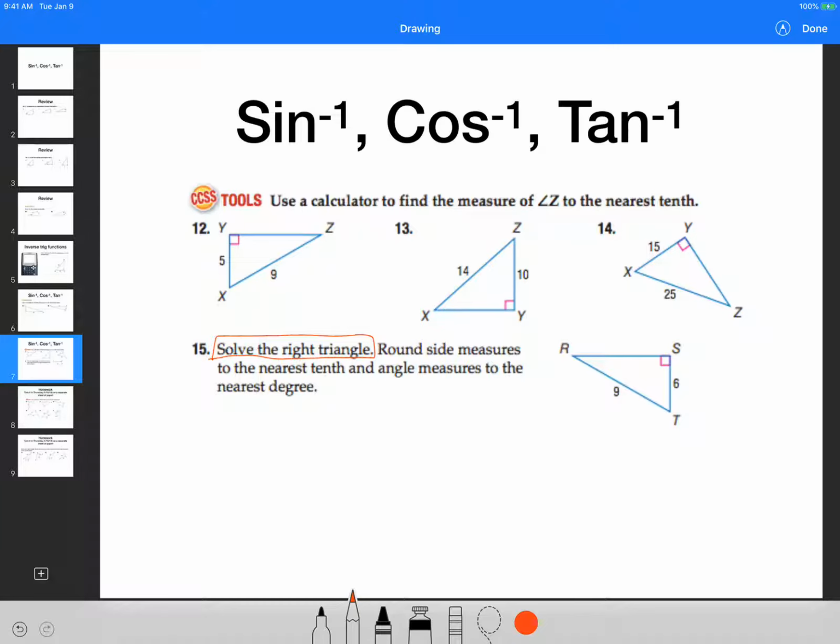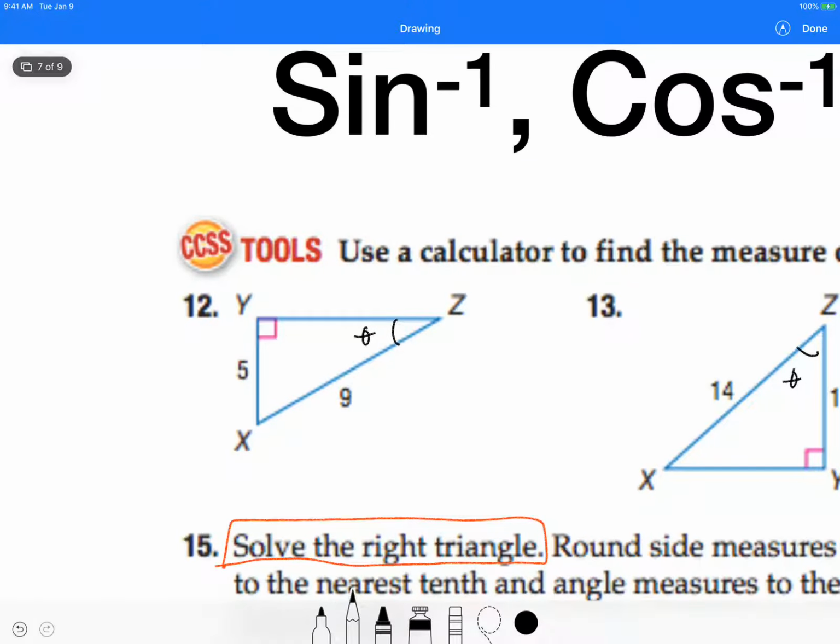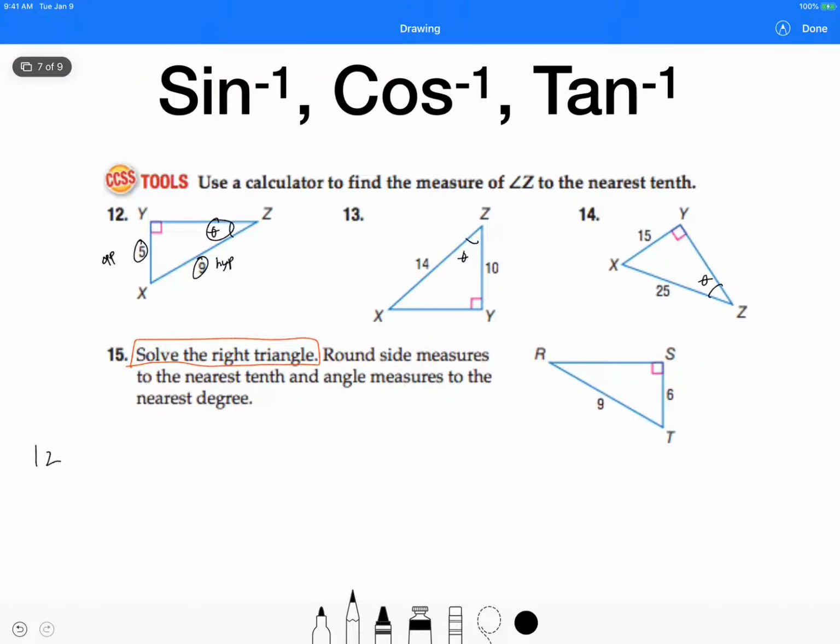So here, for number 12, I'm going to start for number 12 here. Use a calculator to find the measure of z. So I'm going to go to z and mark it with theta for all of these triangles. So let's talk about number 12 here. In respect to this angle theta, we're given 5 and we're given 9. 5 is your opposite, 9 is your hypotenuse, so I know that I'll be using sine.